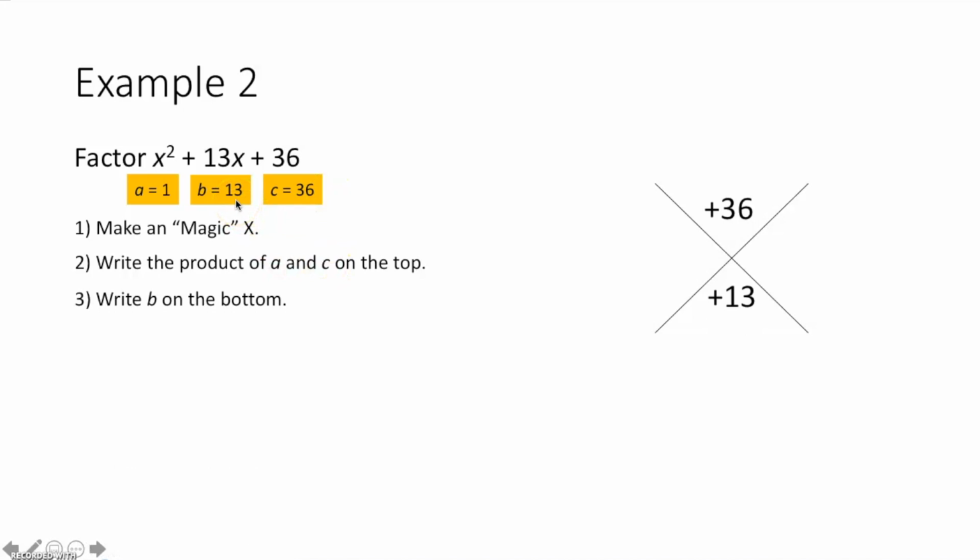So let's make a magic x. Then a times c goes on top. So what is 1 times 36? That's 36. Your b value goes on the bottom. Boom. You're then going to solve the magic x. So two numbers whose product is 36 and whose sum is 13. Two numbers that multiply together to make 36 and add together to make 13. That's going to be 9 and 4.